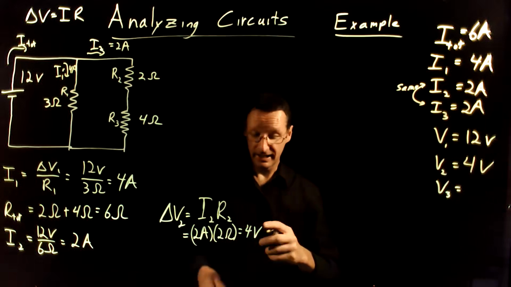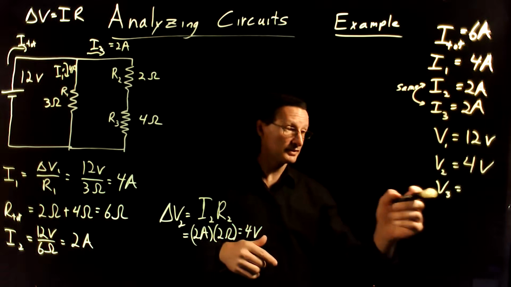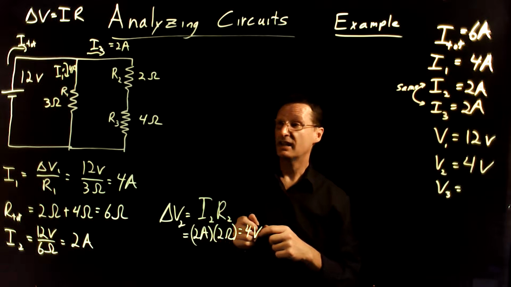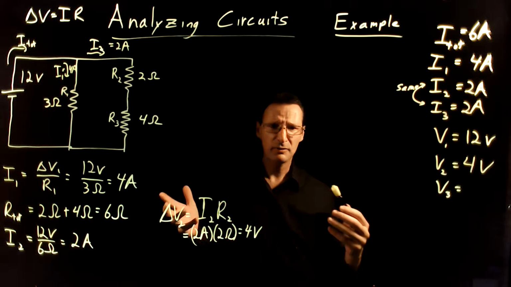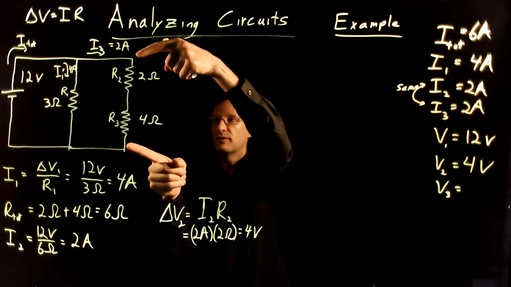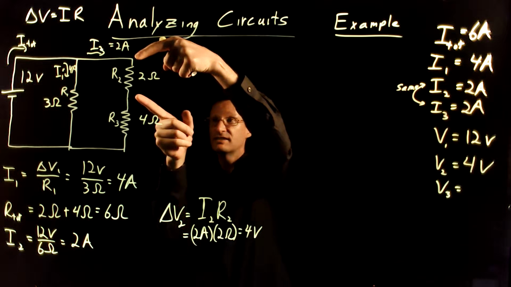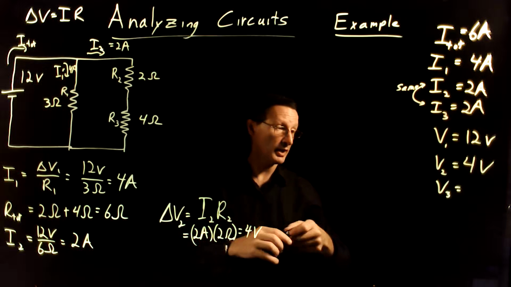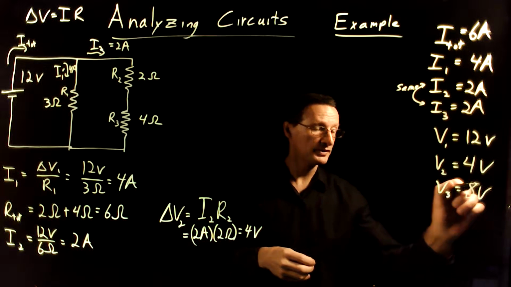Now, at this point, I can also quickly answer V3. I can just look at this and note that that's got to be 8 volts. Now, how do I know it's 8? Well, I know that this is 12, so to go from top to bottom, that's going to be 12 volts. And this from here to here is 4. That means there's 8 left over. And so I can just fill that in, 8 volts.